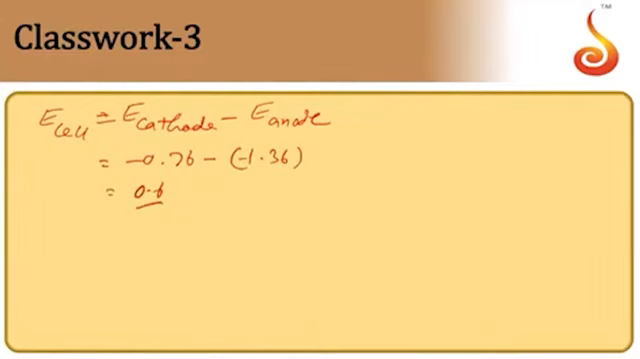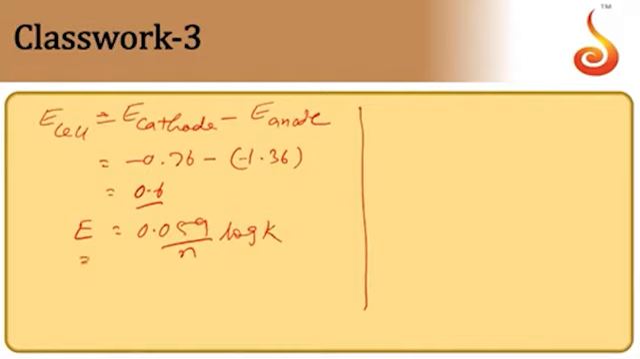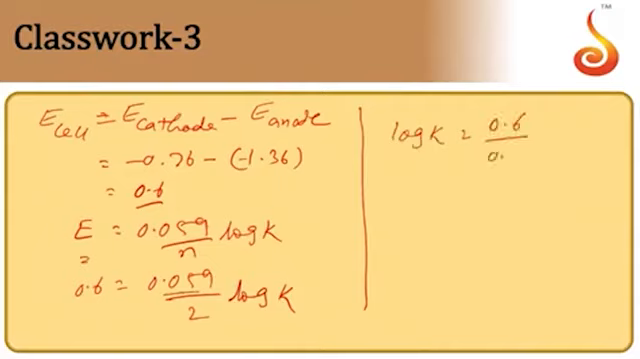They are asking us the equilibrium constant. Now E is equal to 0.059 by n into log K. The value of E which we found out, 0.6, is equal to 0.059 by the number of electrons transferred, which is 2 from the reaction given to us, into log of K. If we approximate this as 0.06, we get 0.03 here. So log of K is equal to 0.6 by 0.03.